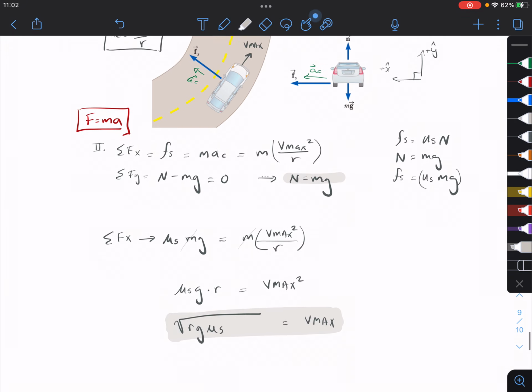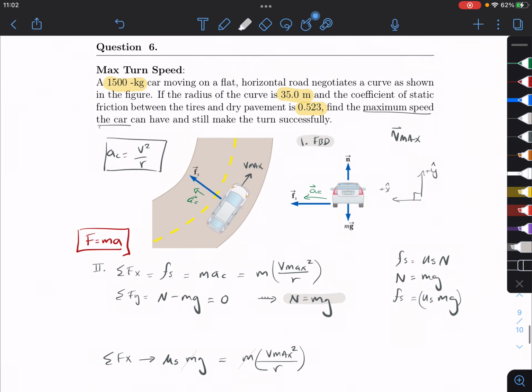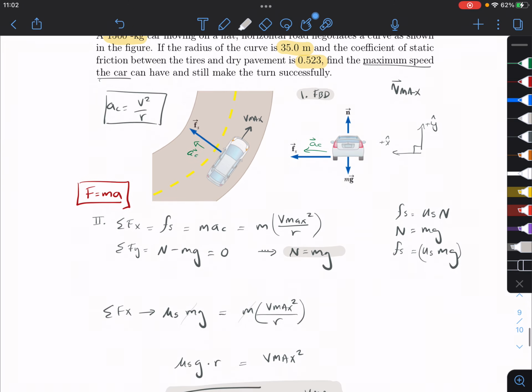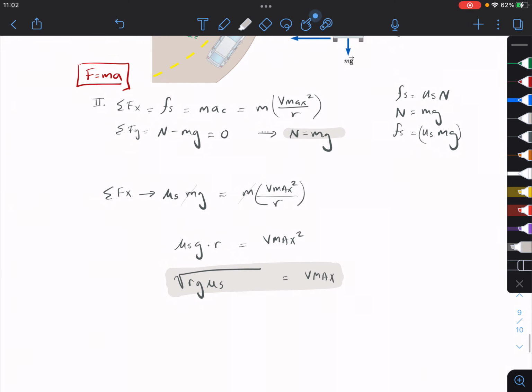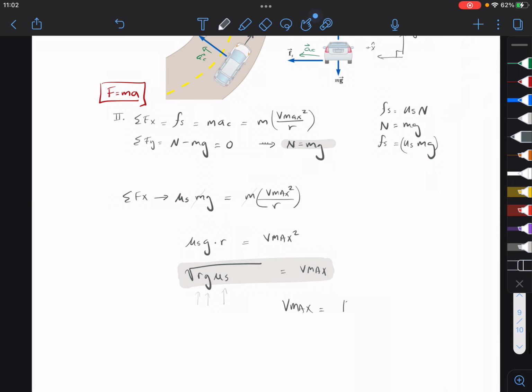The mass ended up not mattering here. Let me just make sure that that is correct. Yep, the mass ended up not mattering at all. So we didn't even use it here. And we found the maximum speed that the car could travel. We just ended up using our mu sub s and then r that we were given. So V max here is going to be equal to 13.4 meters per second if you plug those numbers in.